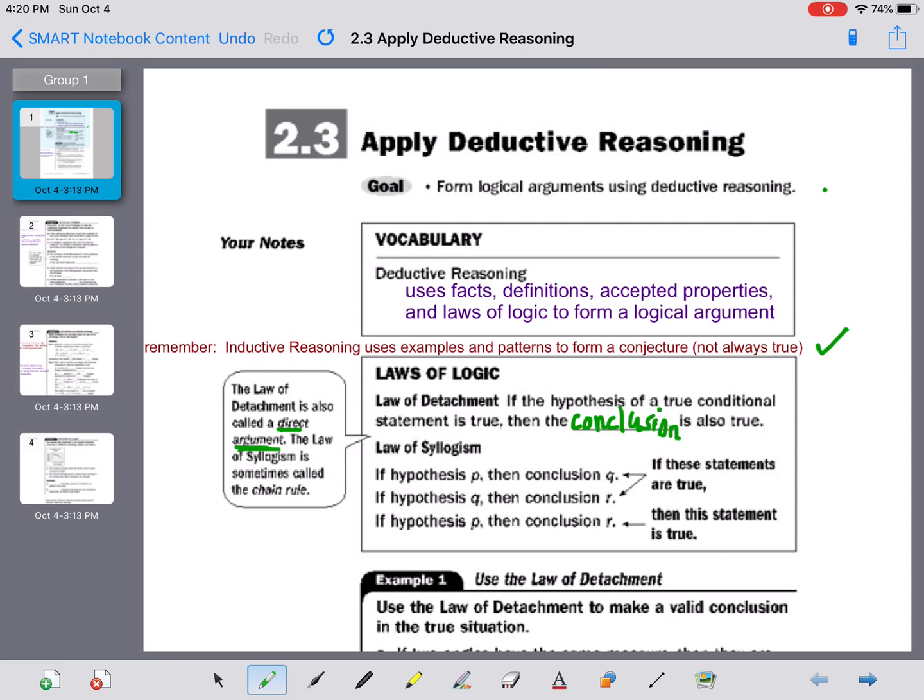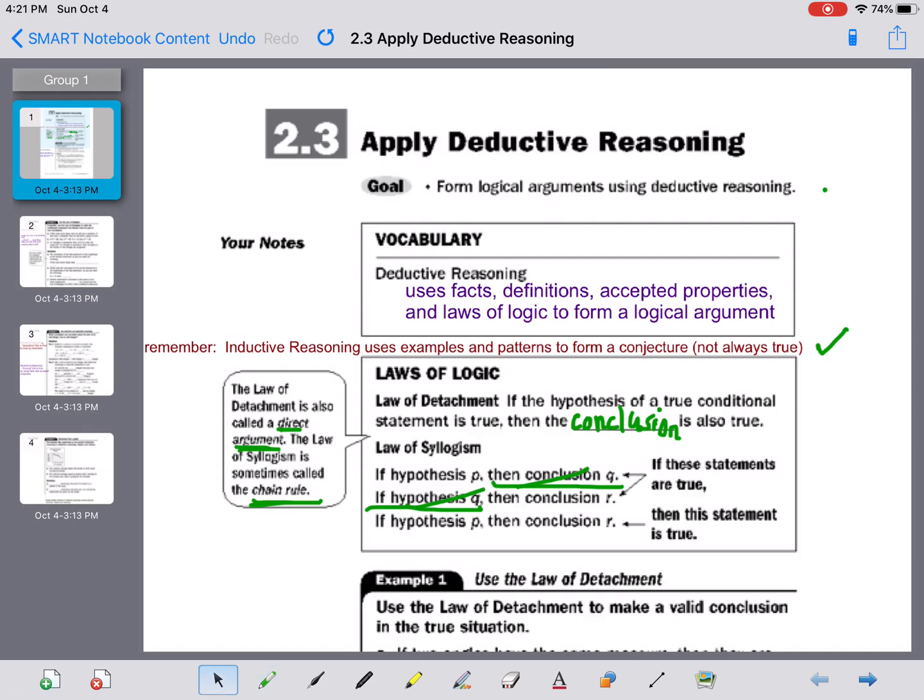Law of syllogism says if hypothesis P, then conclusion Q. If hypothesis Q, then conclusion R. And because we see a match with then conclusion Q, if hypothesis Q, we get rid of that connecting link and we go to if hypothesis P, then conclusion R. This is the law of syllogism, and this one is sometimes called the chain rule because of being able to shorten the chains between those links, okay?